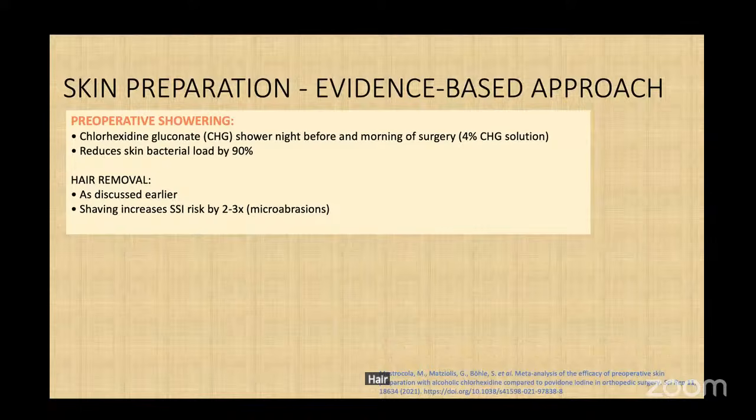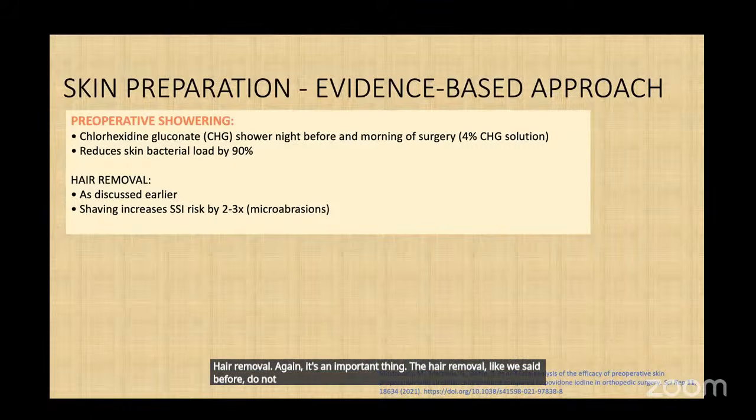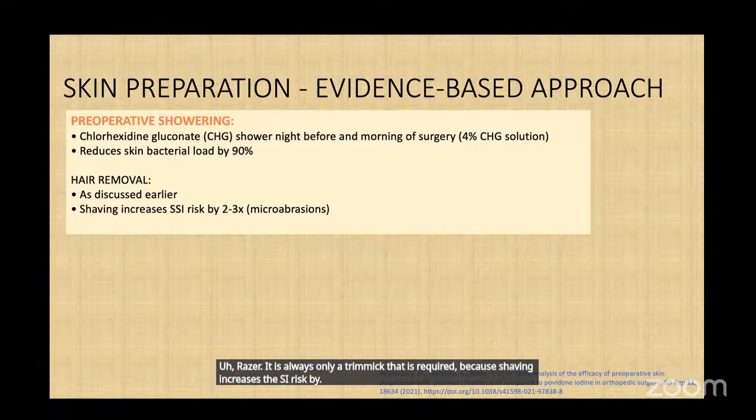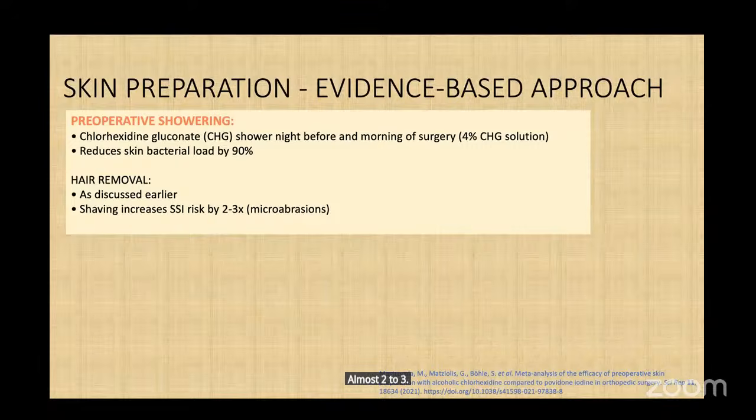Hair removal, again, is an important thing. Like we said before, do not use a razor. It is always only trimming that is required, because shaving increases the SSI risk by almost 2 to 3 times. A simple wash preoperatively is more than enough, and this is exactly what Semmelweis said long back. I think in the 19th century, a gynecologist said that simple hand washing reduces puerperal sepsis. At that time, mortality went from 80% to less than 2%. This is what we are also trying to say even now.